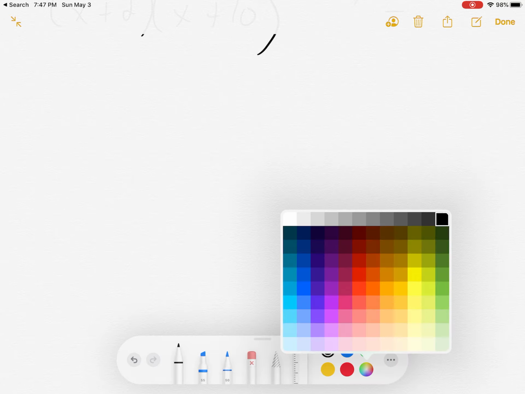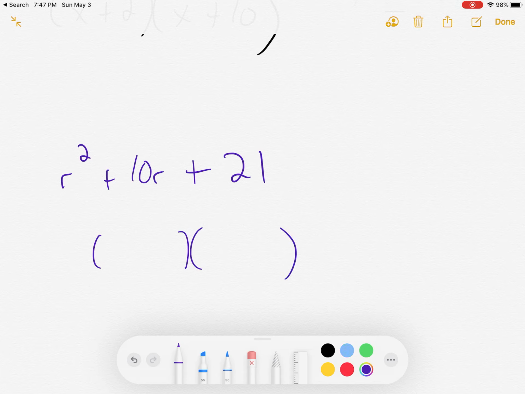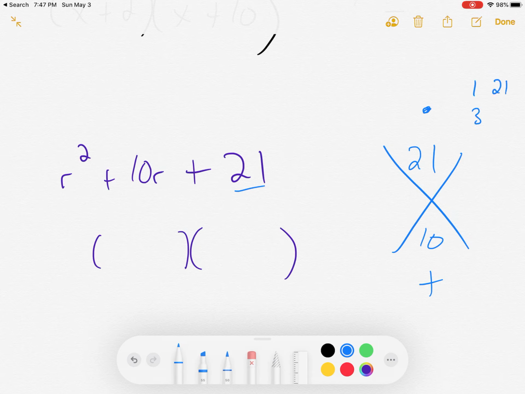Okay, last one for the day. Let's go with r. r squared plus 10r plus 21. So again, I just put my parentheses to start, but we are doing a diamond problem. We want numbers that multiply to the last number, which is 21, and add to the middle term, which is 10. So we start by listing our numbers that multiply to 21. They are 1 and 21. They are 3 and 7.